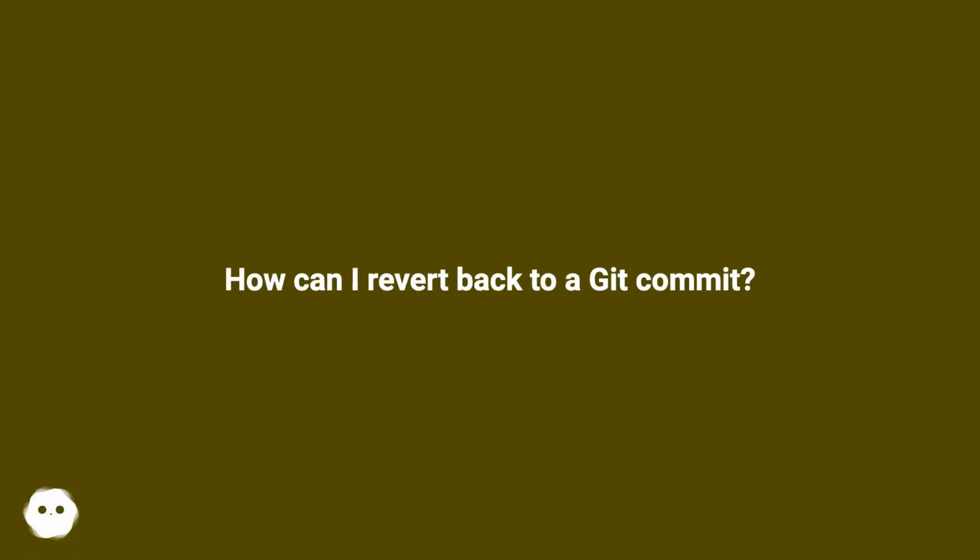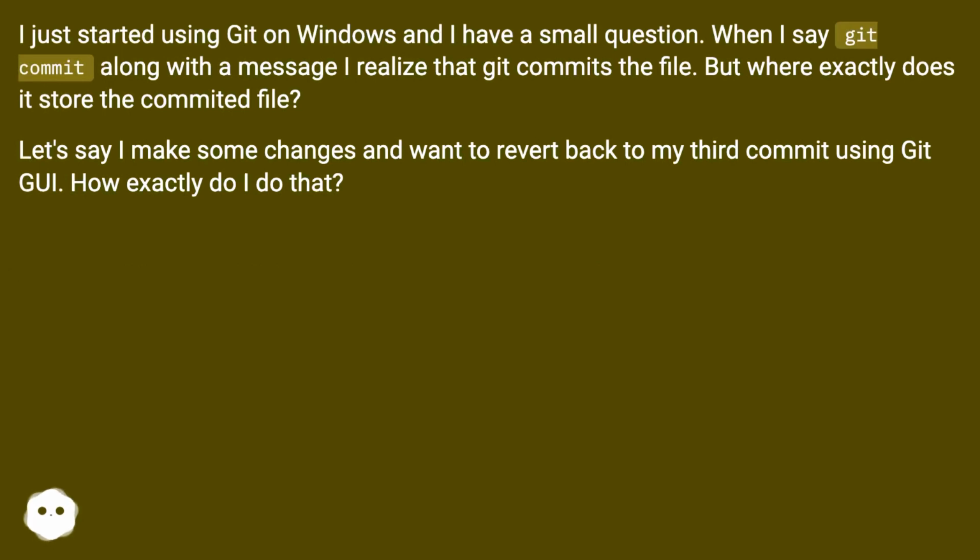How can I revert back to a Git commit? I just started using Git on Windows and I have a small question. When I say git commit along with a message, I realize that Git commits the file. But where exactly does it store the committed file? Let's say I make some changes and want to revert back to my third commit using Git GUI. How exactly do I do that?